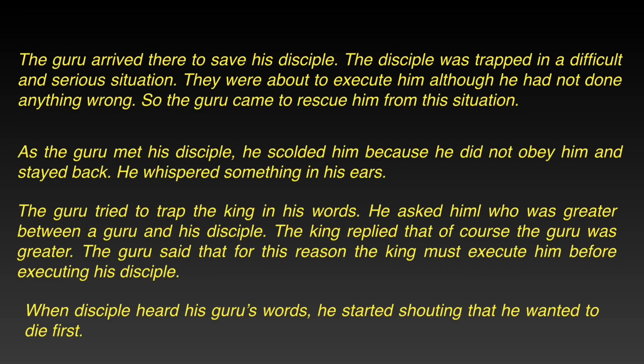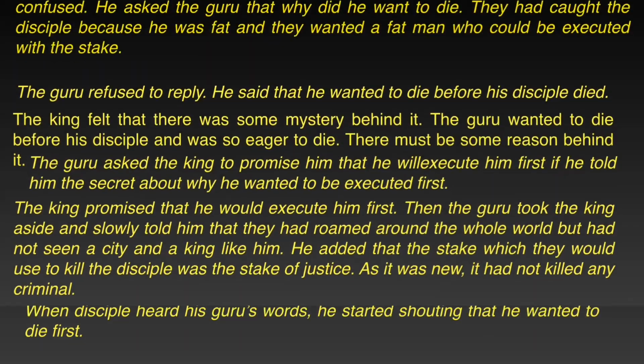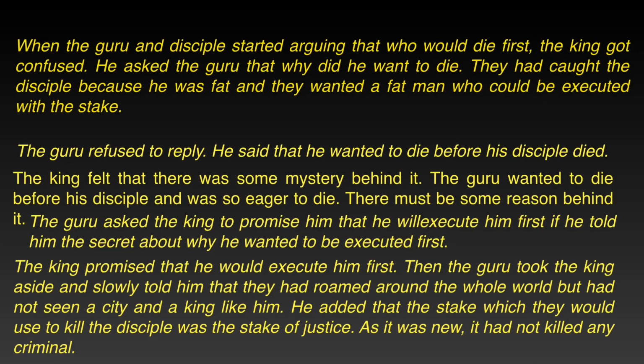The Guru said that for this reason the king must execute him before executing his disciple. When the disciple heard his Guru's words, he started shouting that he wanted to die first. When the Guru and his disciple started arguing about who would die first, the king got confused. He asked the Guru why he wanted to die.